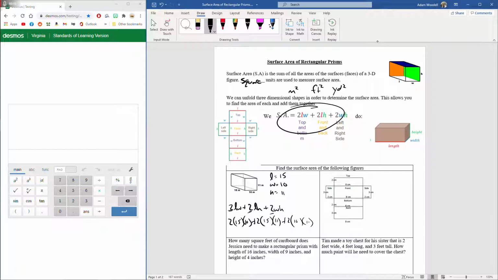And you might be wondering where these 2's are coming from. Well, if we just look at this left side here, the left side and the right side are exactly the same, which means all I'm doing is finding the area of one of them and multiplying it by 2.